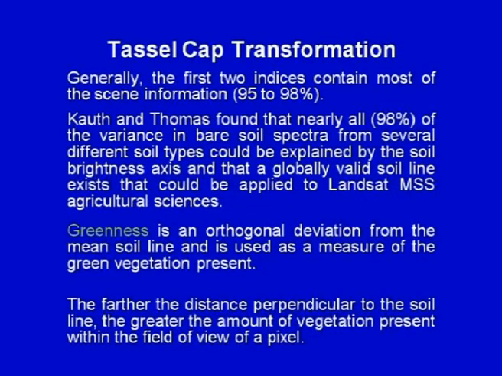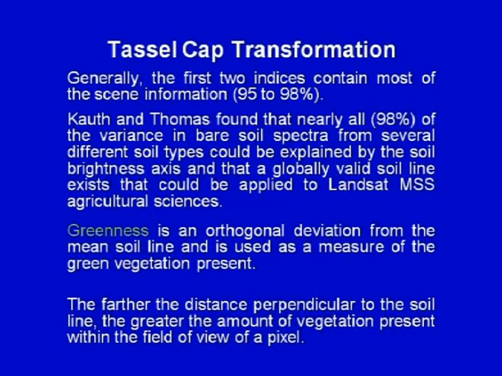Generally, the first two indices contain most of the seen information, that is 95% to 98%. Kauth and Thomas found that nearly 98% of the variance in the bright bare soil spectra from several different soil types could be explained by the soil brightness axes, and that a globally valid soil line exists that could be applied to Landsat MSS Agricultural Sciences.